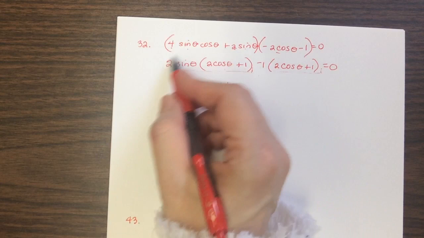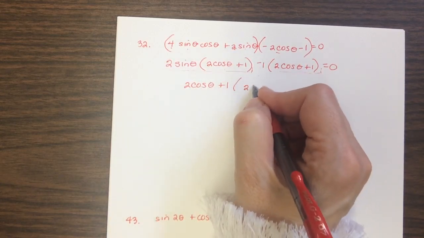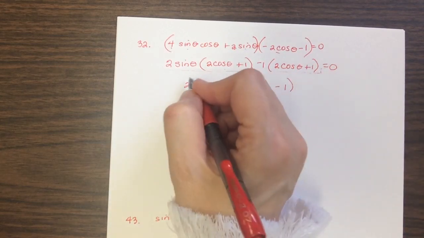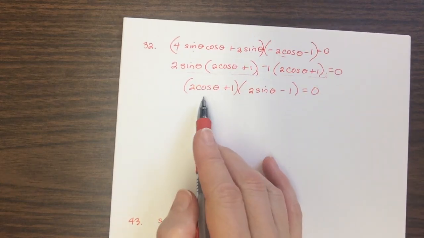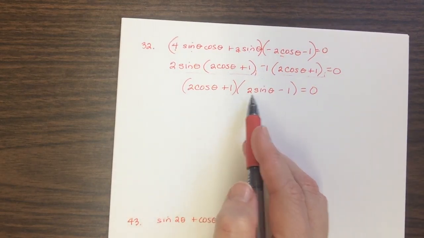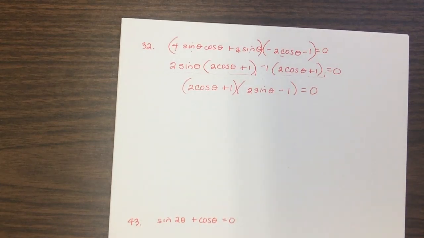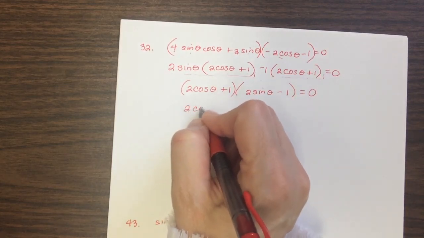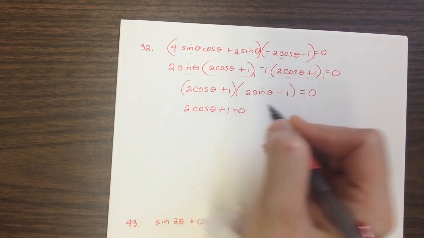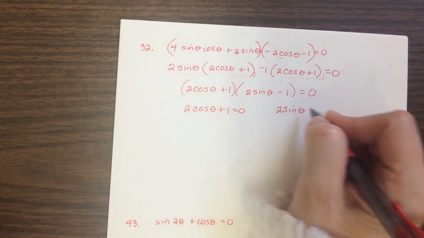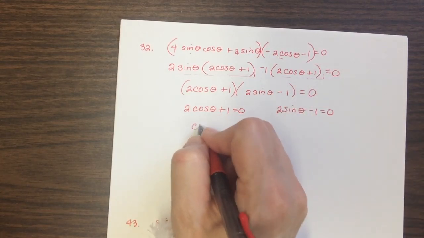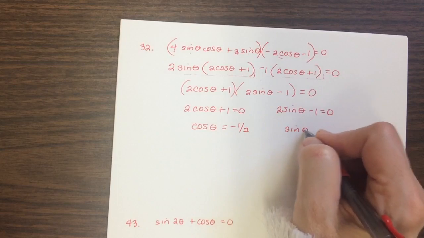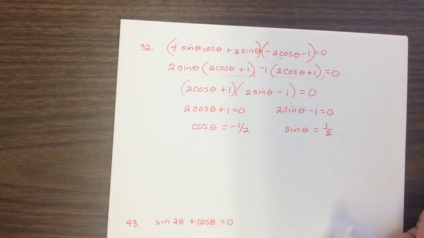And when I pull it out of this term, I get 2 sine theta. When I pull it out of this, I get minus 1. So this whole thing factored to 2 times the cosine of theta plus 1 times 2 sine theta minus 1 equals 0. Now I'm in the home stretch, really, because I'm going to use my zero product property, set both of these factors equal to 0, and solve them. So cosine of theta is going to equal negative 1/2 on this side, and sine of theta is going to equal positive 1/2 over here.